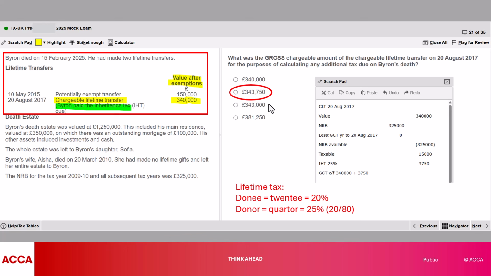Option 3, 343,000, is what you would get if you applied 20% and added it on instead of 25%. And the final option, so the 381,250, is what you would get if you did deduct the value of the pet from the nil rate band before following through those calculations.